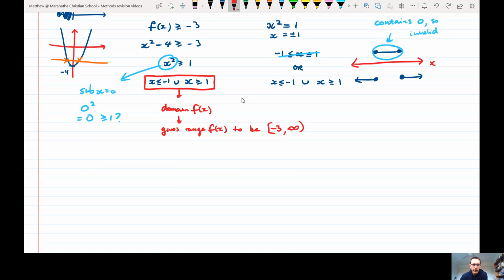So now we can conclude, remember, if the range of f now fits into g, the range of the inner now fits into the outer, we conclude that the domain, therefore, of g of f equals the domain of f, which we've just decided was x is less than or equal to -1 union x is bigger than or equal to 1. And that is composite functions.